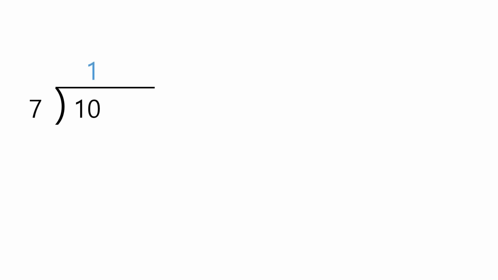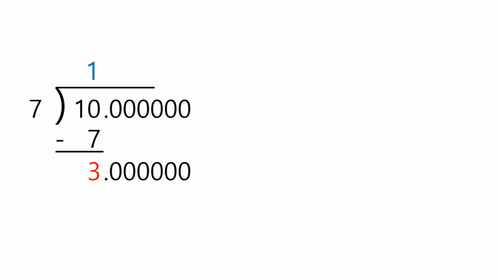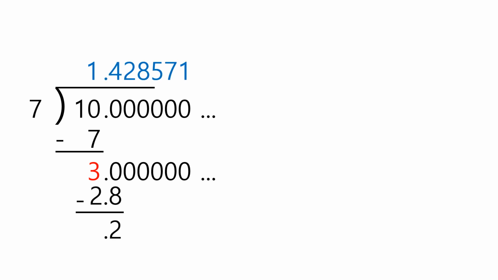For example, consider dividing 10 by 7. The quotient is 1, and the remainder is 3. However, what if we think of 10 as an infinitely long number? Then we can divide further, getting an infinitely long decimal fraction.